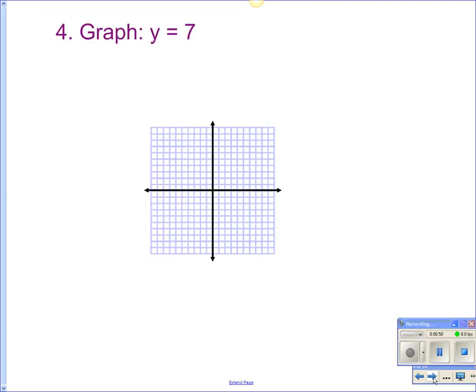Okay. Number 4, graph y equals 7. Monica, what do you notice about this one? There's just one number. What letter is it missing? So there's no x in this one. Chad, where do I put the 7? On the y. So, yep, I go up 7. 1, 2, 3, 4, 5, 6, 7. Put a point. Ethan G, what kind of line do I draw? Good. Straight across.